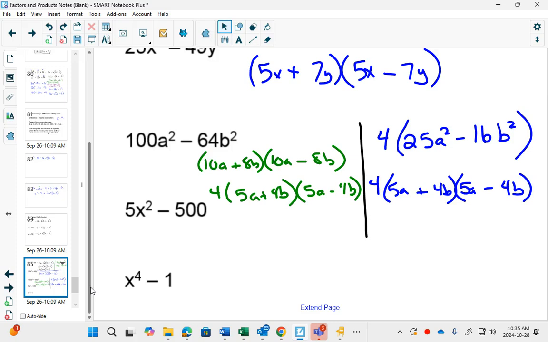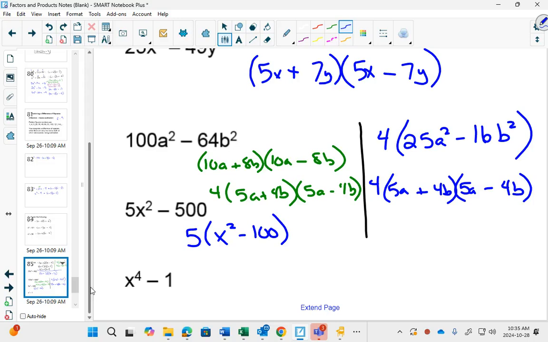Is 5 a perfect square? No. So we can't do perfect square factoring here. However, can you see that you can pull a common factor of 5 out? So this question might be all common factor. I pull out the common factor, but then I always look, after I've pulled out a common factor, at what's left.